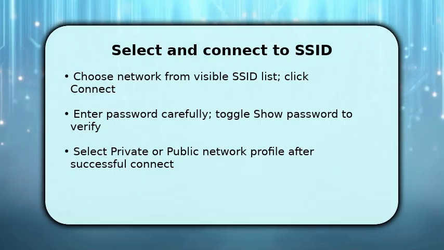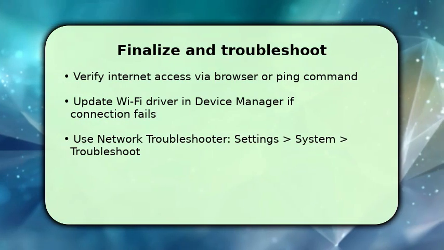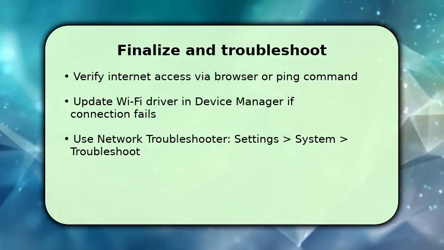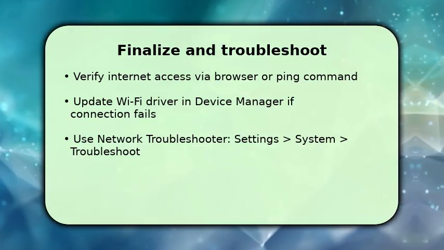Finish by confirming connectivity and adjusting settings. Open a browser or run ping 8.8.8.8 to verify internet access. If speeds are slow, reposition your device closer to the router or restart the router.